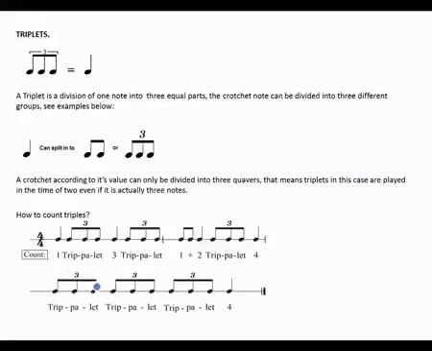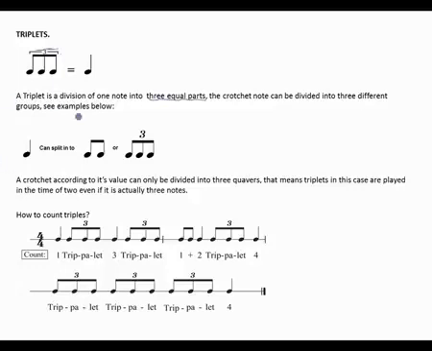Now let's move along to triplets. This is how a triplet sign looks, just above the notes, with a 3 representing triplets. A triplet is a division of one note into three equal parts. Hence, we put a 3 here because it divides into three equal parts. The crochet note can be divided into three groups.